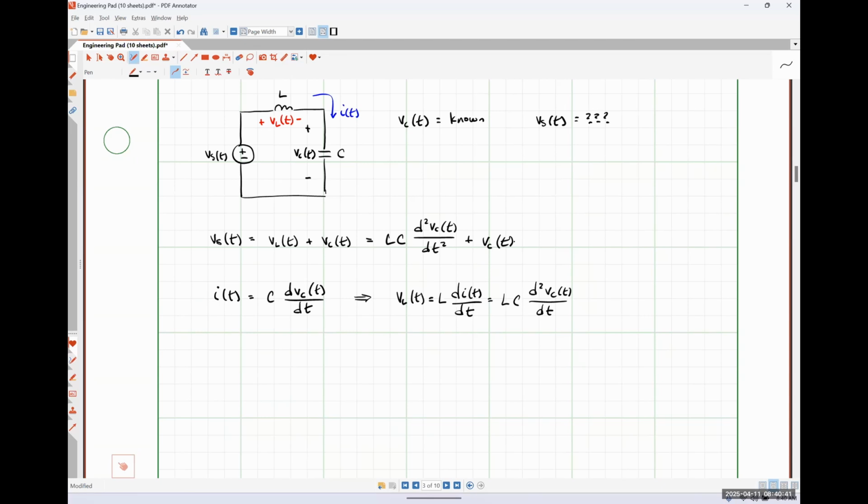Anybody have any questions about the process that I used here to just set things up? I'll leave you to do the grunt work of the actual math. All right. Oh, Brendan. How did I get the LC? Because I took the derivative of I, and I is the first derivative of V. So taking the derivative of the derivative is the second derivative. Yeah. Any other questions on this guy?